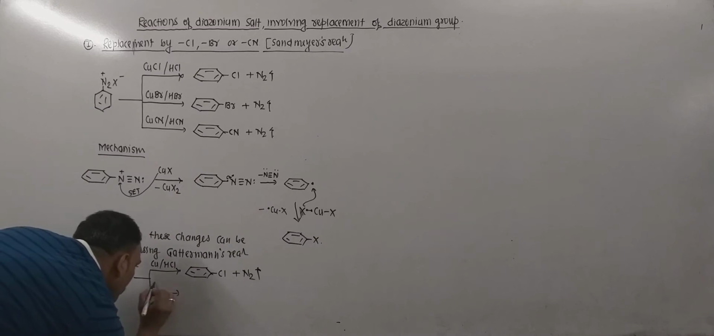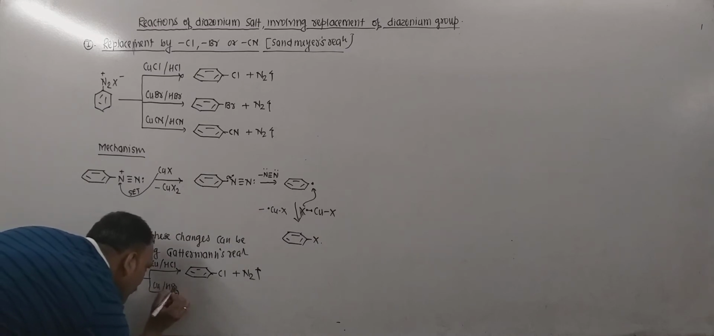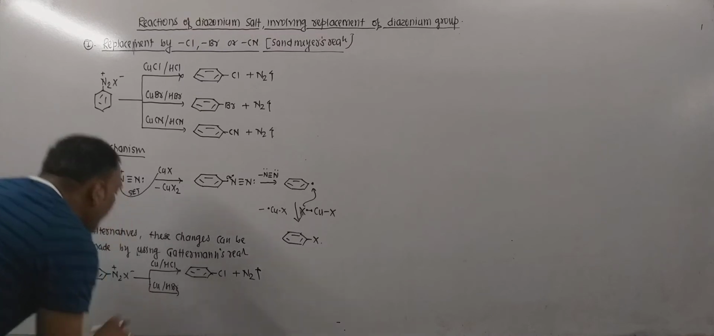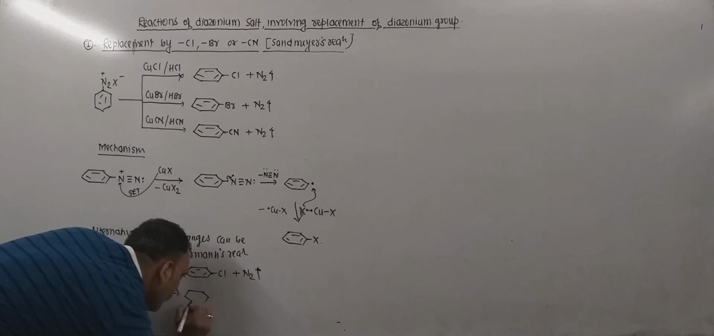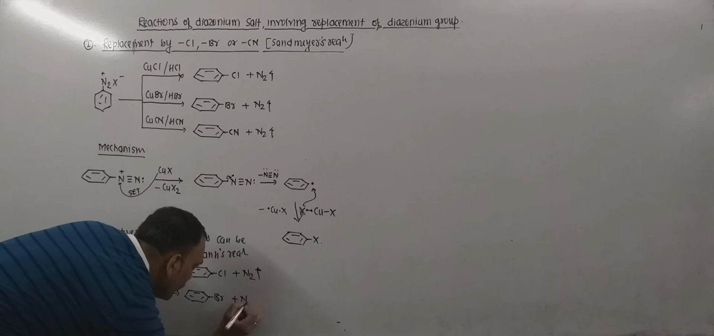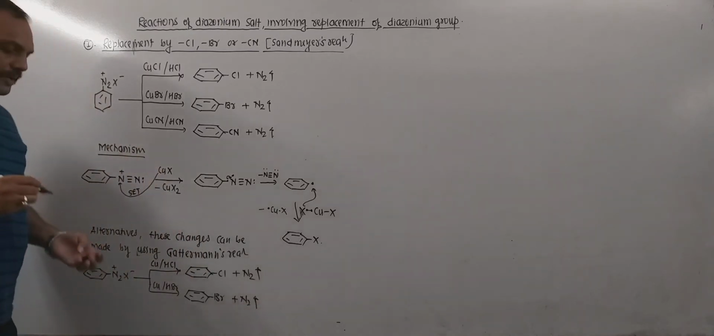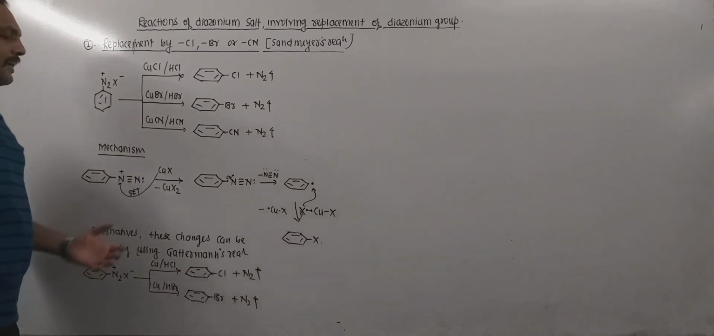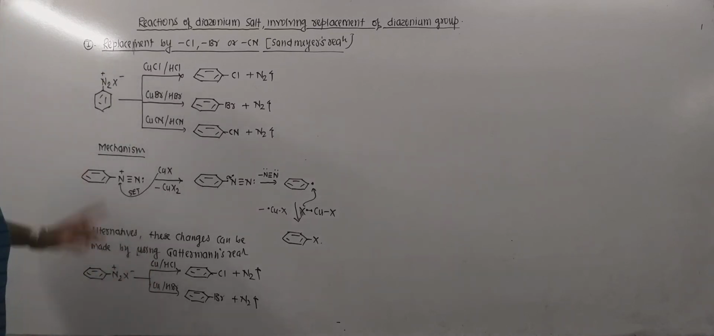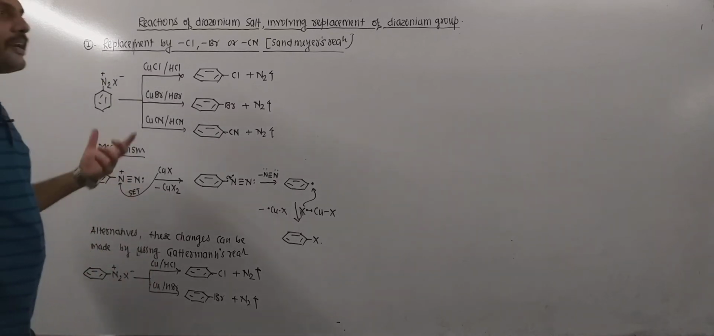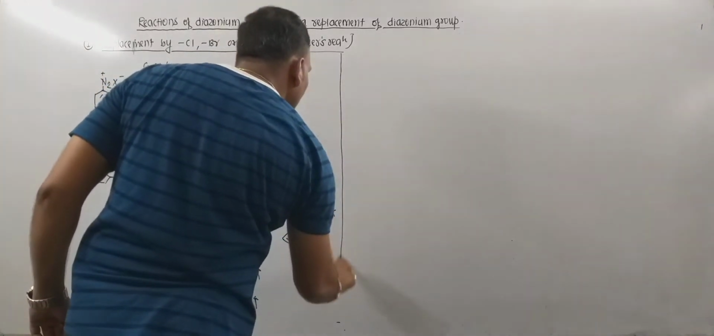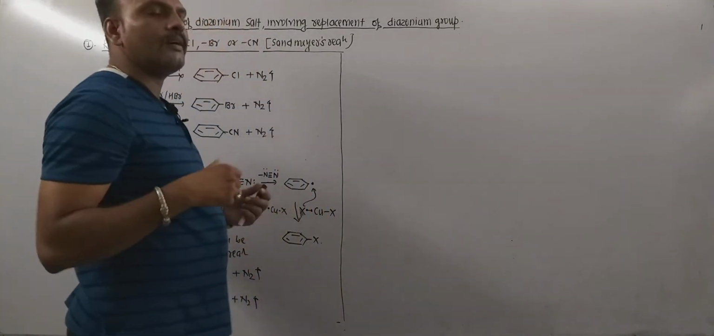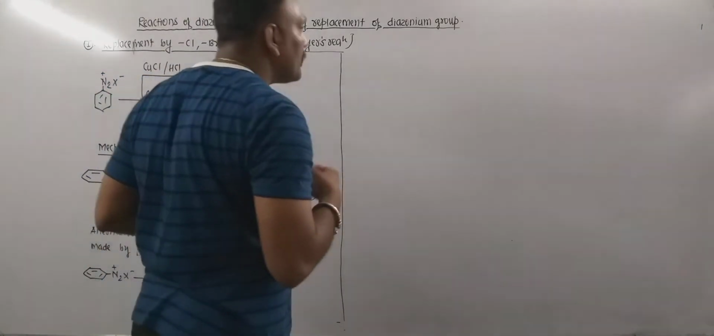And if we use HBr to react in presence of copper, then the diazonium group will get replaced by bromine, and that leads to the formation of bromobenzene with the evolution of N2 gas. So in this way chlorobenzene and bromobenzene can also be prepared by Gattermann's reaction, but remember the yield is much better in Sandmeyer's reaction. Thus we do prefer Sandmeyer's reaction in order to prepare aryl halides starting from diazonium salt.